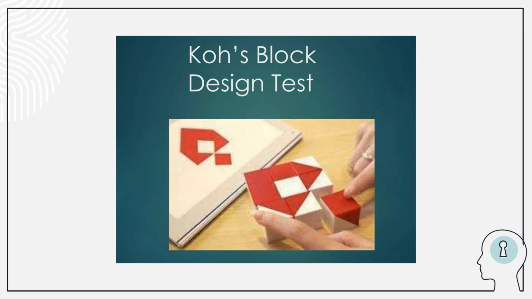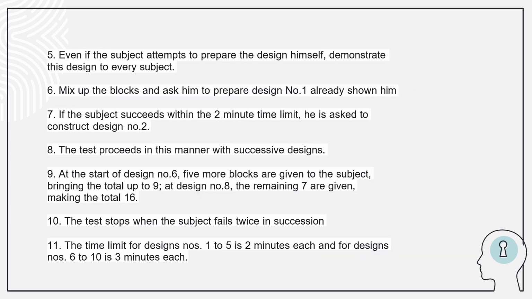So this is basically a picture and here we can see that the person is using 9 cubes. So for the first 5 we give 4 cubes. After that, for the next 6th to 8th one, I will give them more cubes to make a total of 9 blocks. So even if the subject attempts to prepare the design himself, demonstrate this design to every subject. And you will mix up the blocks and ask him to prepare design number 1 already shown to him.